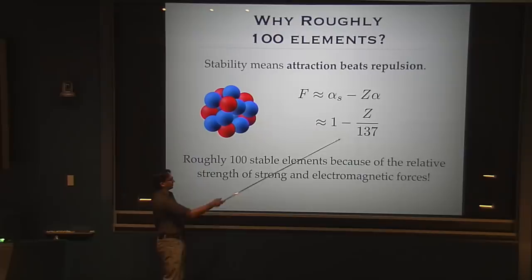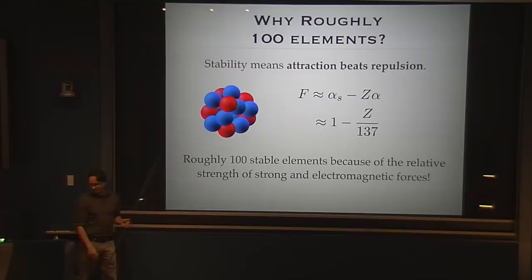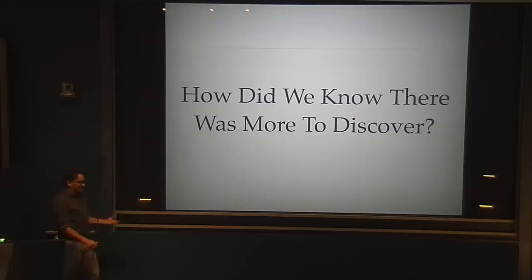Of course, if you want to get 118 or whatever, you need to do all sorts of much, much fancier analysis. But to get the order of magnitude correct, this is good enough as an explanation of why we have roughly 100 elements in the periodic table. So hopefully that convinces you that this kind of reductionist approach actually gives you some insight into why the world is the way that it is. Now I want to ask the question, how did we and how do we know that there's actually more out there to discover?